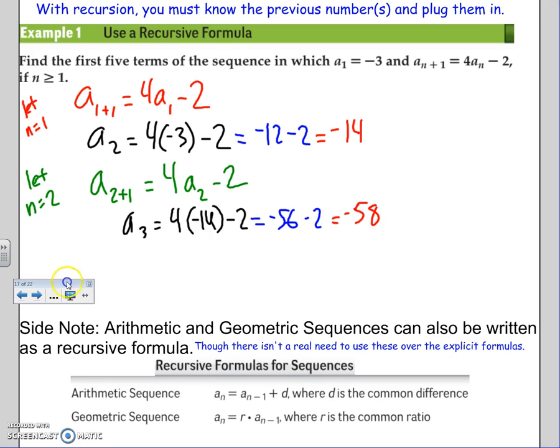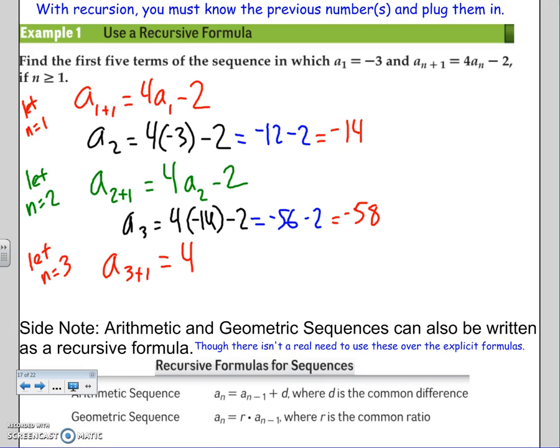So we're now going to use red. Let n equal 3. So I use the formula, it'll be, let's stay red, a sub 3 plus 1 equals 4 times a sub 3 minus 2. And hopefully this time I won't mess up. So this is a sub 4 equals 4 times a sub 3, which I found was negative 58, minus 2.